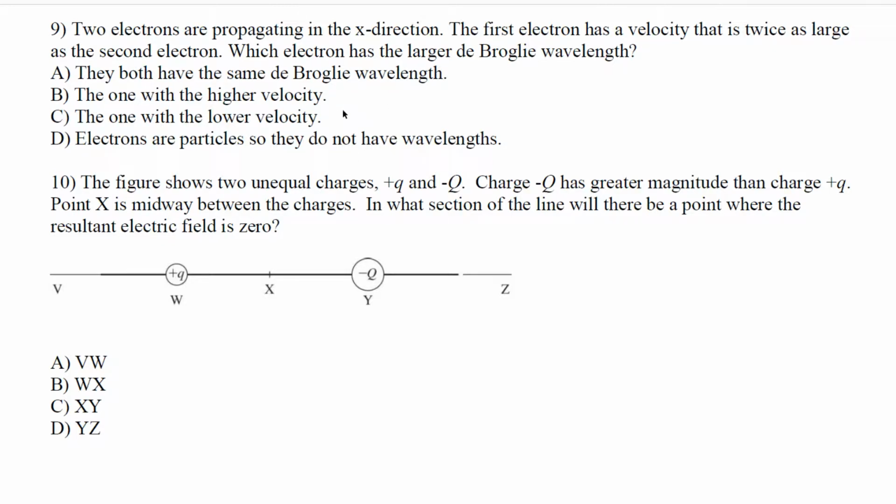So we found out that particle A had the higher velocity and the smaller de Broglie wavelength. So it's going to be the opposite, where the one with the lower velocity, particle B, has the larger de Broglie wavelength. So the answer for this one would be C. Let me know if you have any questions on de Broglie wavelength and things having to do with the particle and wave nature of objects.